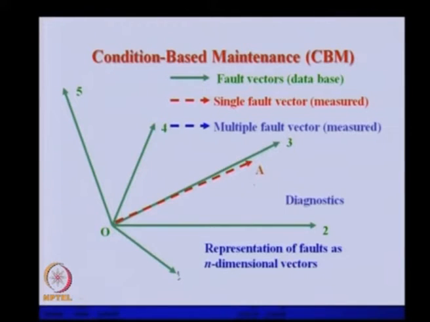This will happen when there is a single fault. So, the matching of these two vectors will be quite close. But if a vector comes like this, obviously in this particular case it is not aligning with any of the faults, but it is close to 4 and 5.